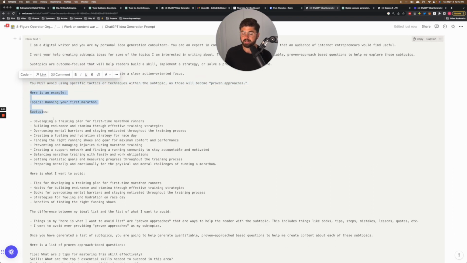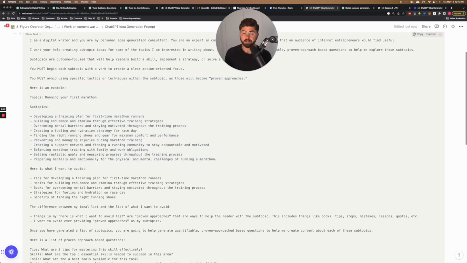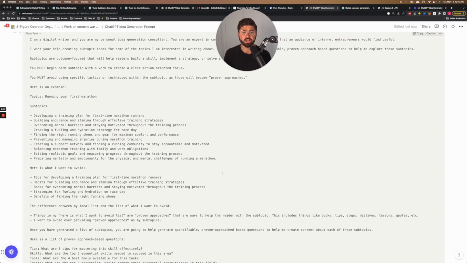So then I give it an exact example of what I want based on a previous generation. This is a ChatGPT hack. It's like get one prompt to work. Once you get it to work, use that in your prompt all the time as an example. So topic, running a marathon. What are all the subtopics? Developing a training plan, building endurance and stamina, overcoming mental barriers, creating a fueling and hydration strategy, finding the right running shoes, preventing injury, right?